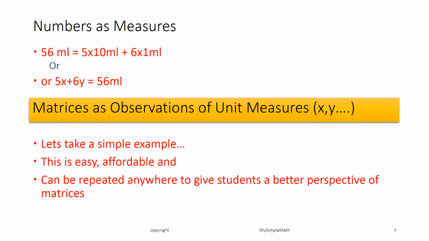Matrices are composed of numbers, and numbers have a physical context. In this physical context, the matrices are composed of unit measures, x and y, which are to be determined, where 5 and 6, as we have seen before, are the coefficients, and 56 is the total quantity. Let's see how we can use this knowledge, this simple equation right here, to take a simple example of a glass of water. This is easy, it's affordable, and it can be repeated anywhere to give students a better perspective of matrices.